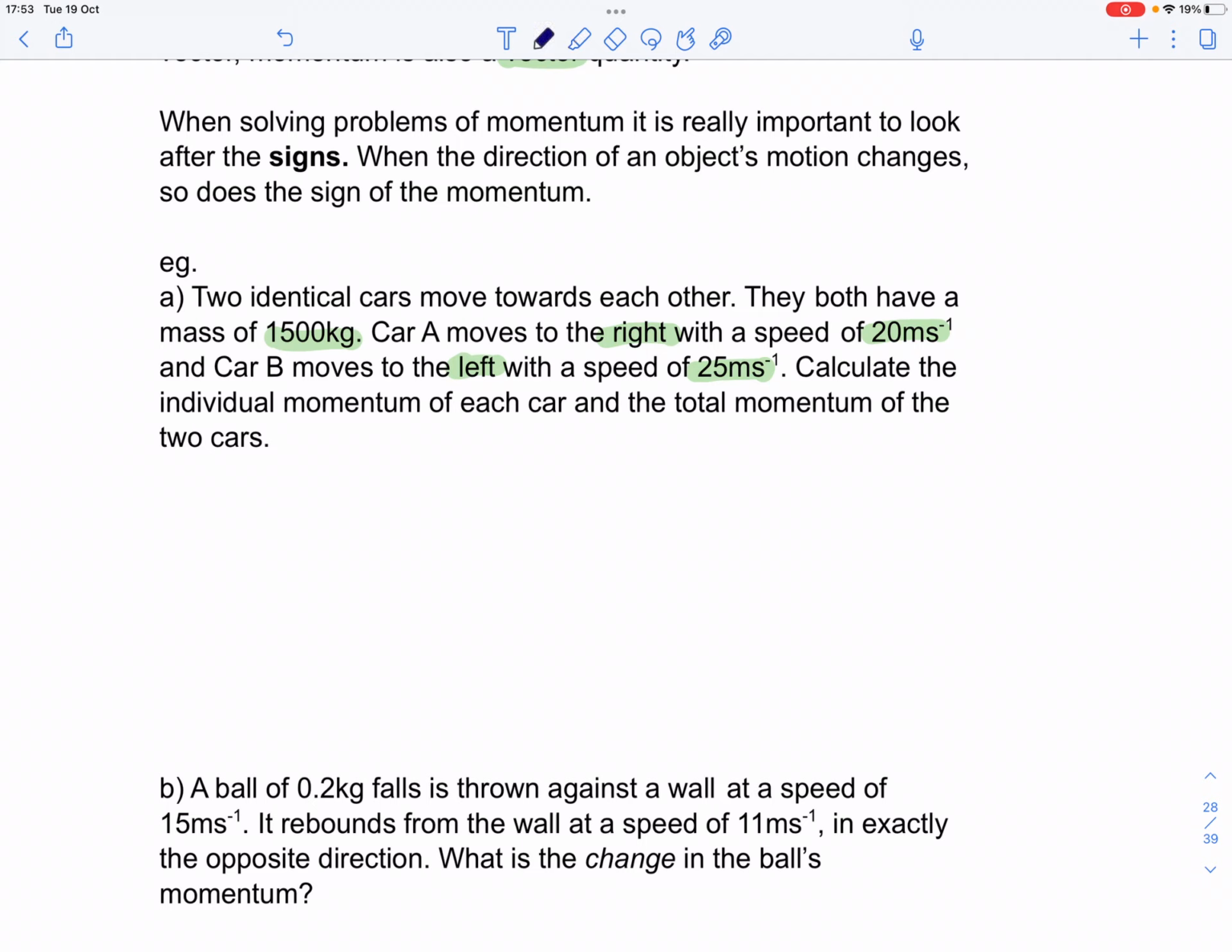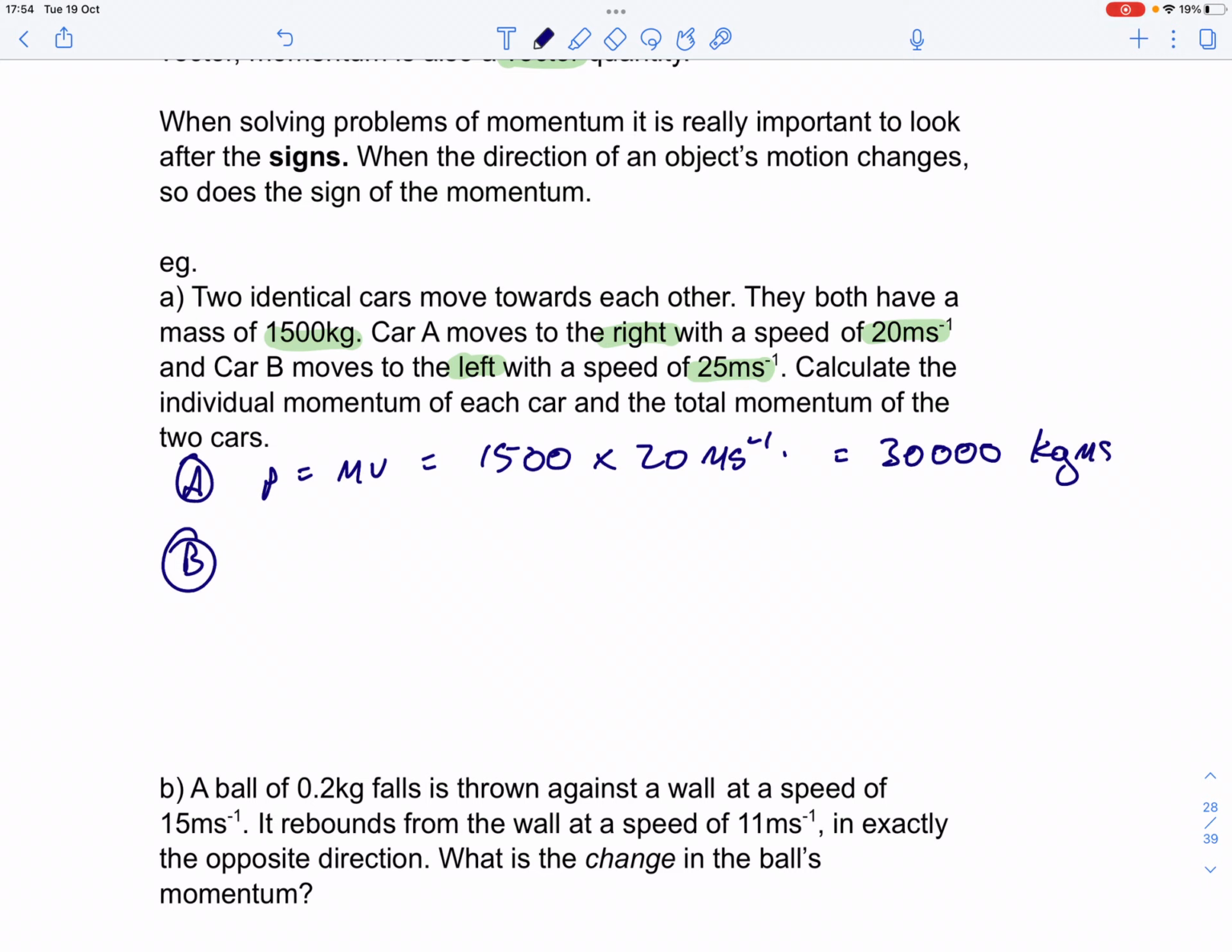We can break this down into two parts: car A and car B. The momentum of car A is equal to its mass times its velocity, which is 1,500 kilograms times 20 meters per second. That's going to give us a momentum of 30,000 kilogram meters per second.